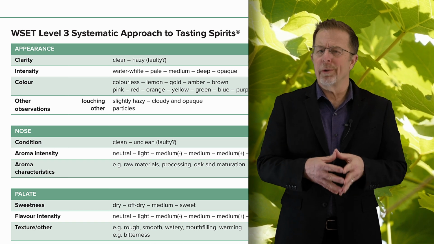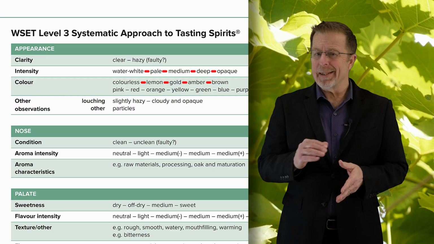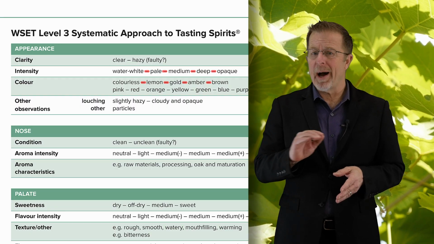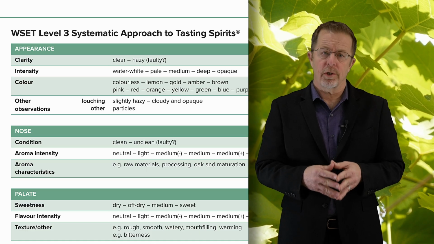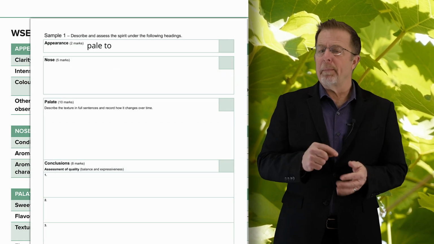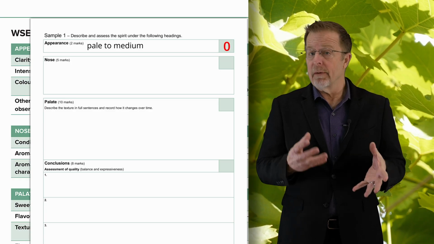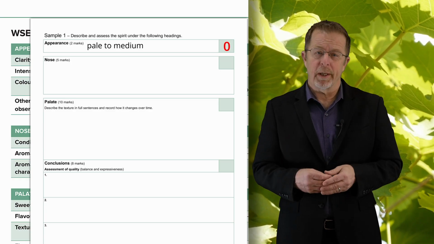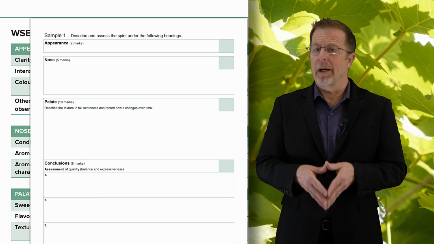Now there is a golden rule for the SAT that you must memorize. If a line contains options separated by a hyphen, you must select one and only one of those terms. If you write pale to medium, you will receive 0 marks, even if the spirit falls somewhere in between. The 2 marks for appearance come from intensity and color.